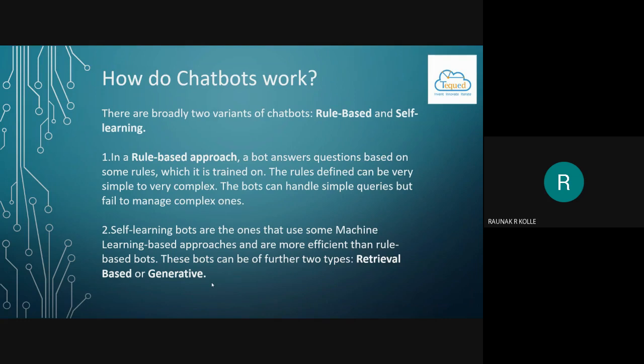Then we have the self learning bots, which can be thought of as an unsupervised learning model, where the bots are the ones that use some machine learning based approaches and are more efficient than rule based bots. Self learning bots are the ones that use unsupervised learning methodology to learn from their surroundings. These bots can be further divided into retrieval based or generative bots.